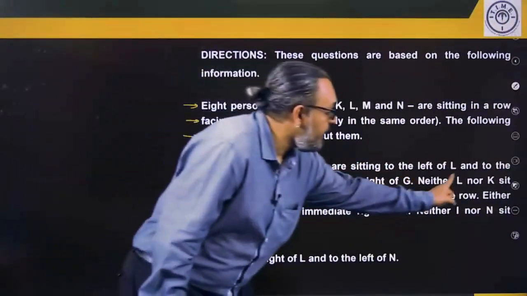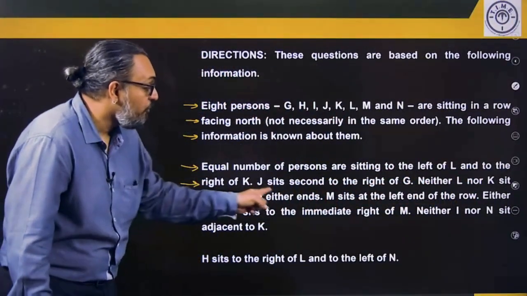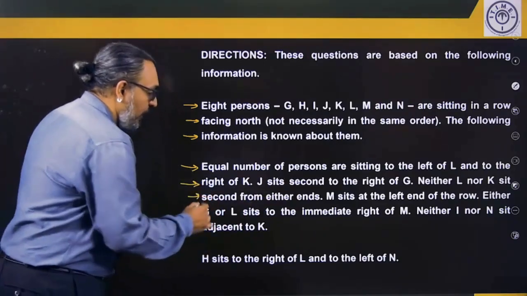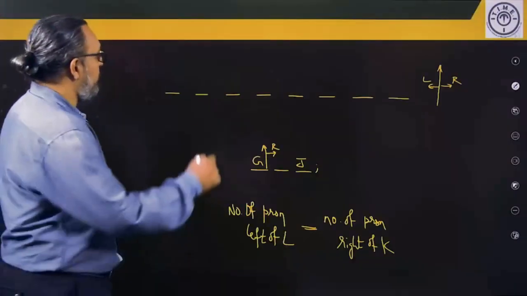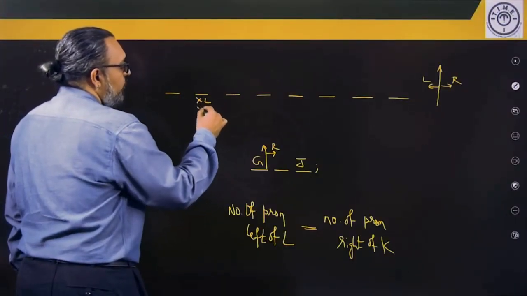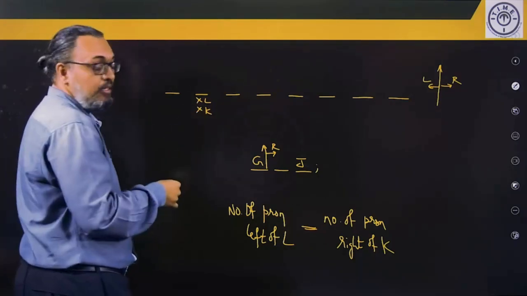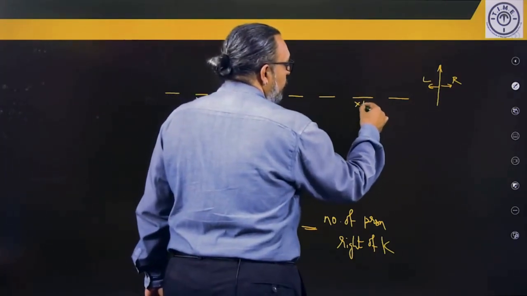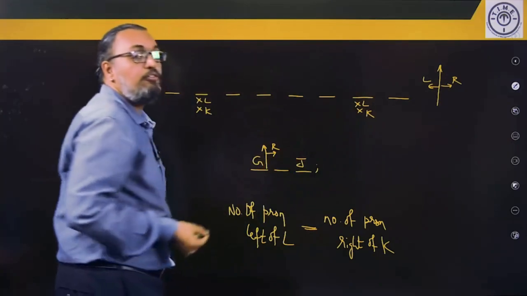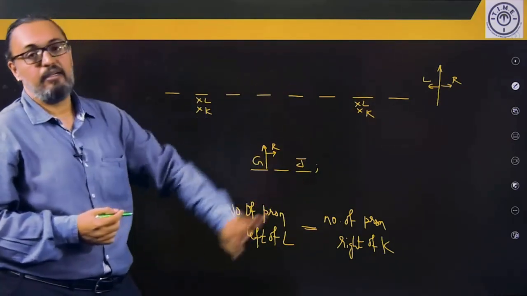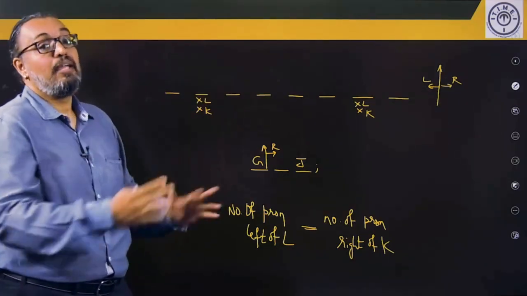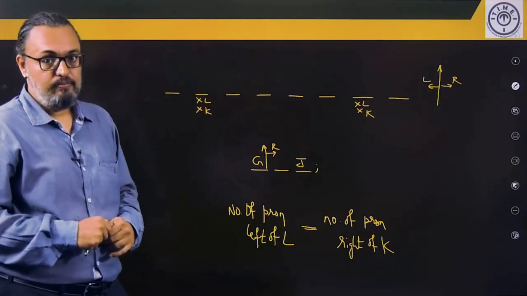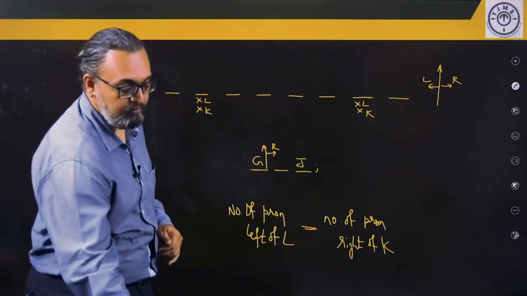Okay. Then neither L nor K sit second from either ends. So L and K cannot be second from either ends. That means here you cannot have L, you cannot have K second from this end, and you cannot have L, you cannot have K second position from the other end, left end, right end. Neither L nor K sit at second position from either ends of the row. Okay, right.